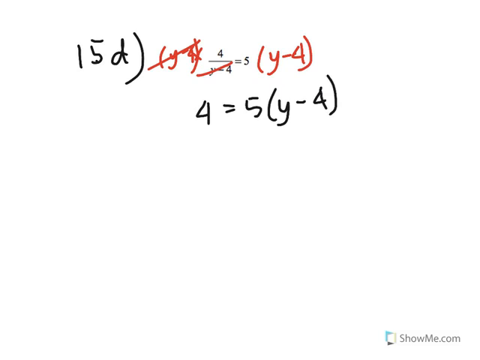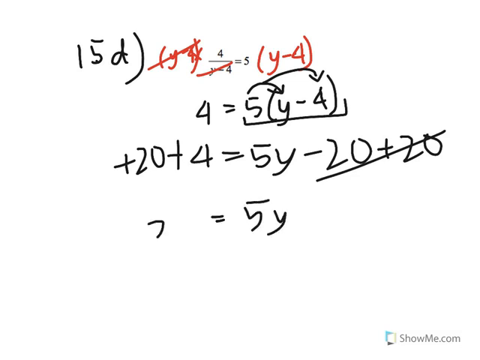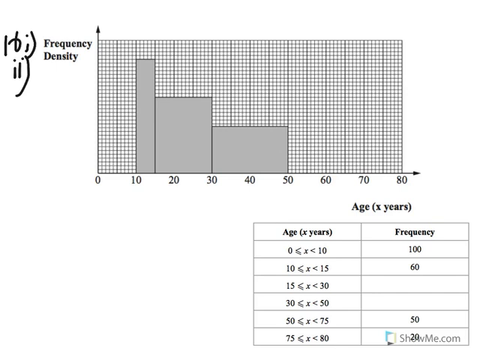Now what I suggest doing is expanding these brackets, so I hope you guys remember how to expand brackets. 4 equals 5y minus 20. Now we're going to keep the y's on one side and we're going to keep the numbers on the other. We're going to add 20 to both sides. So we're going to get, these two will cancel to give me 0. We're going to get 5y is equal to 24. So divide both sides by 5. You're going to get y is equal to 24 over 5, which is just 4.8.